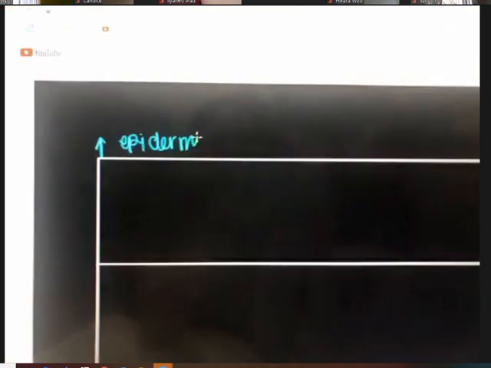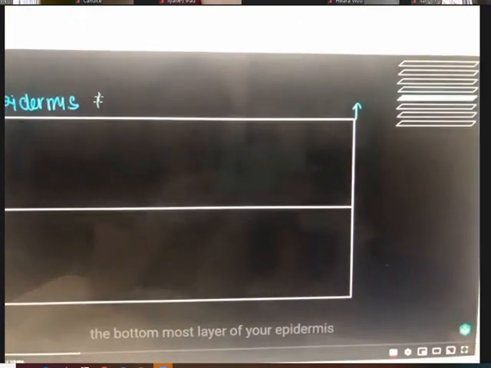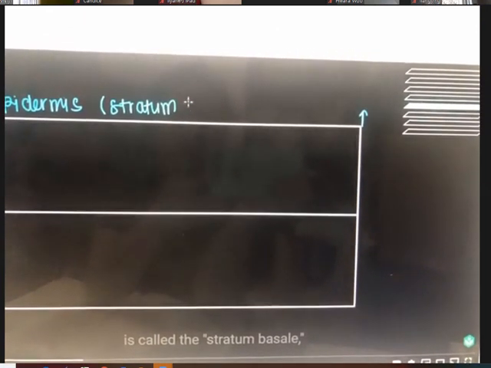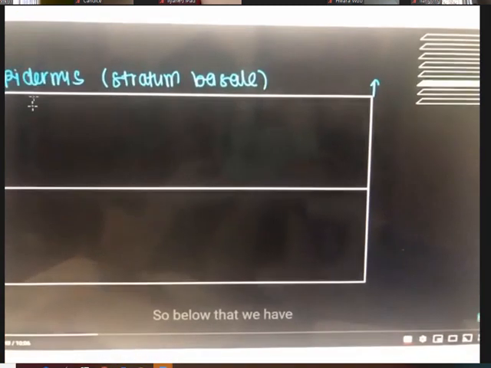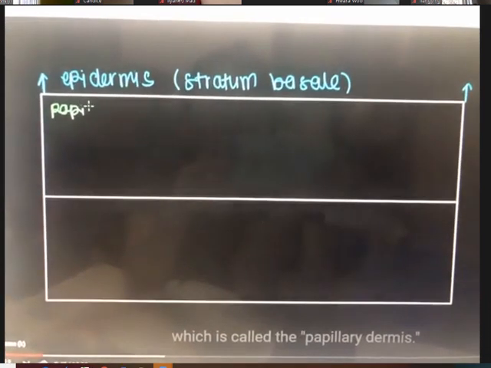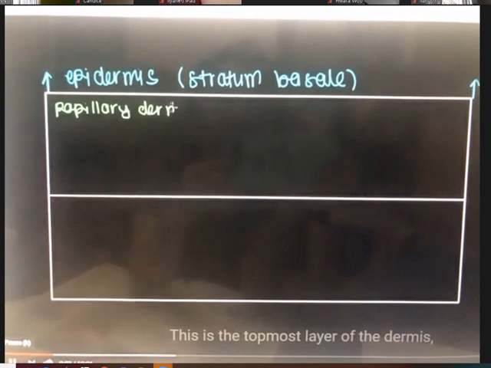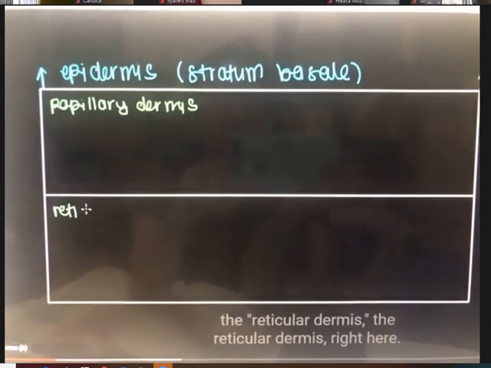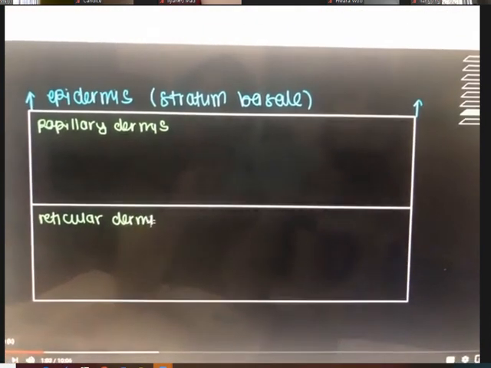The topmost layer of skin sits up here, and if you can recall, the bottommost layer of your epidermis is called the stratum basale, the basal layer of your epidermis. So below that, we have our first layer of the dermis, which is called the papillary dermis. This is the topmost layer of the dermis. And then below the papillary dermis, we have what's called the reticular dermis. The reticular dermis, right here.